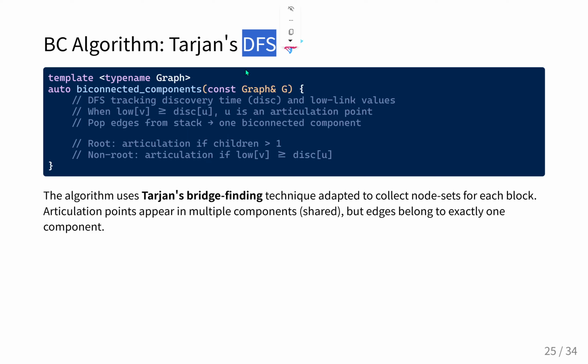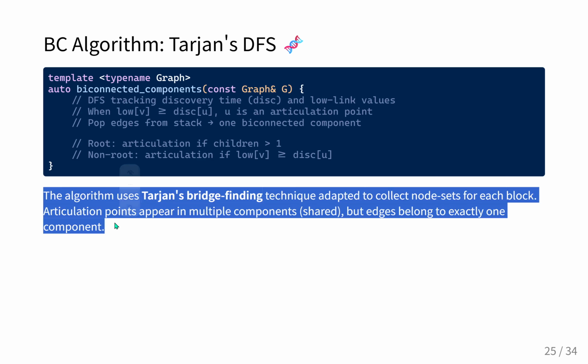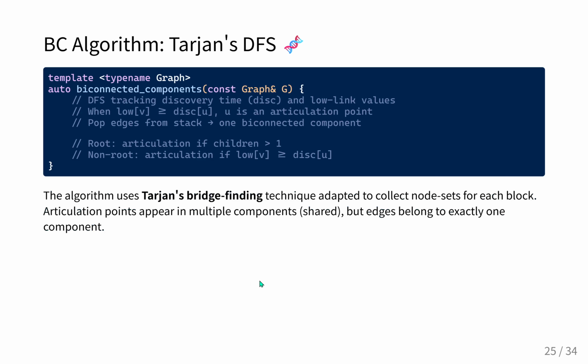It relentlessly walks a path deep into the network until it gets stuck. If it explores a whole cluster of nodes and realizes the only possible way back to the start is to walk backward along the exact same path it just came down, it knows that connection is a bridge. And the node connecting it is an articulation point. Right, so it rapidly crawls the graph and collects these independent node sets.